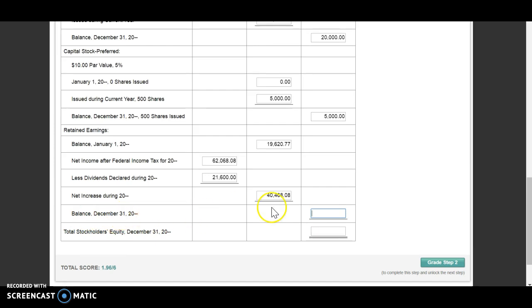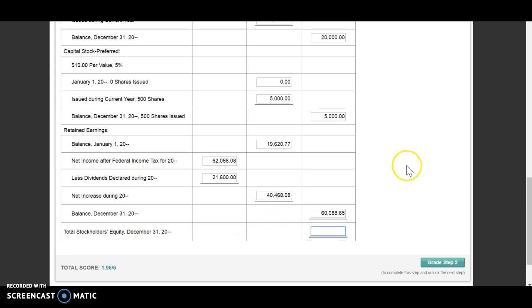Next thing then is we need to figure out our balance. So we're going to take our balance on January 1st and we're going to add to it our net increase. Our balance on December 31st then should be $60,088.85.